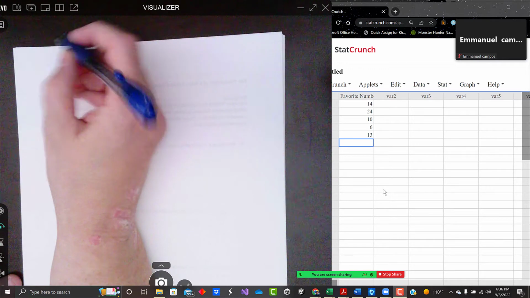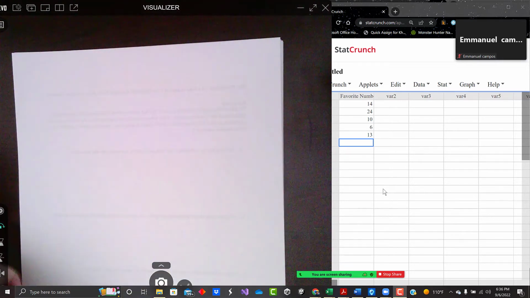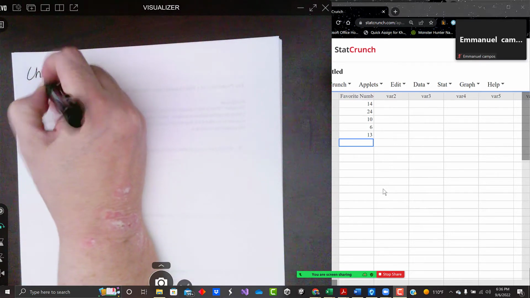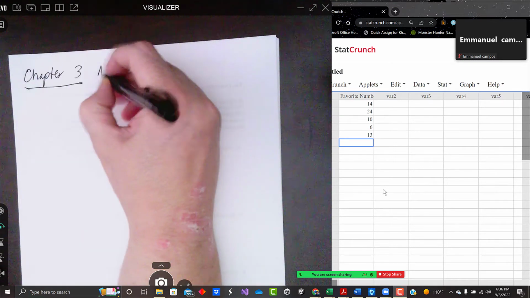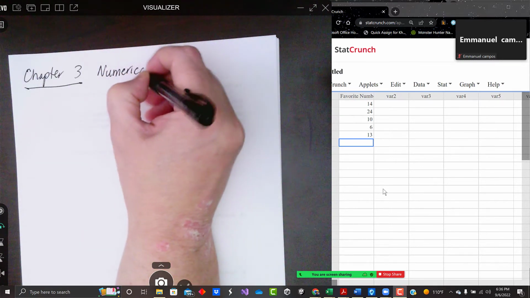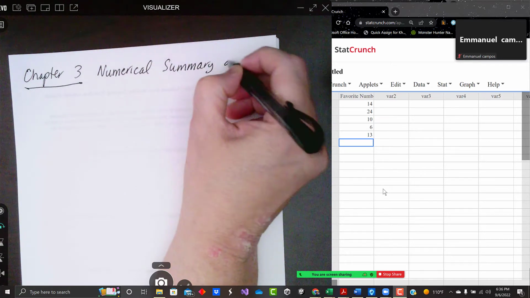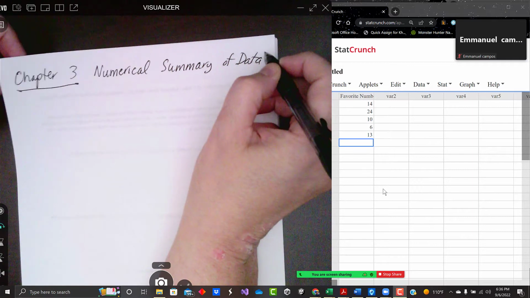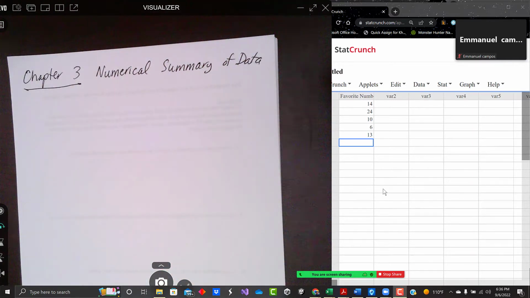We are in statistics, of course. We are starting chapter 3. Chapter 3 is on the numerical summary of data. Okay, and what we're going to do in 3.1 is called measures of central tendency.